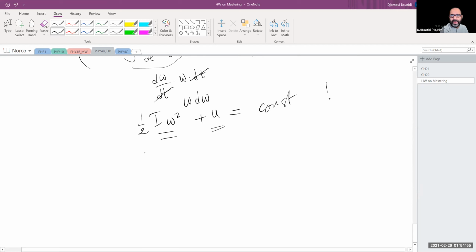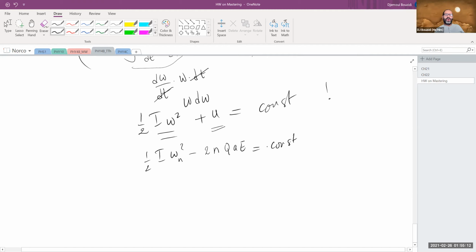So that means that the nth time around is going to be 1/2 omega n squared minus 2nQEA is equal to a constant. Solve this expression for omega n, and that's the end of it. That's the last question. Let me look at this, if it's even asked.